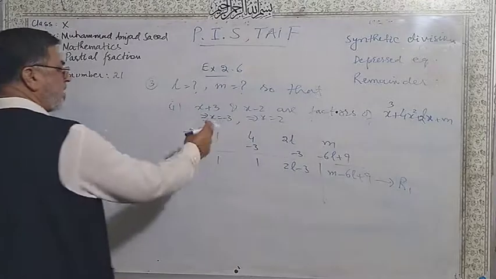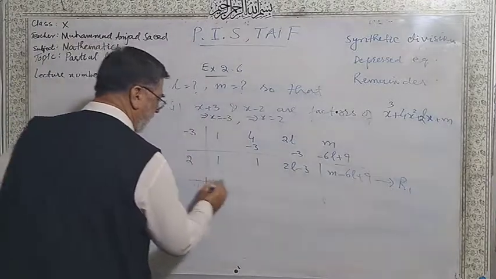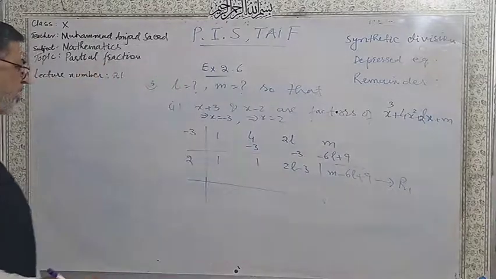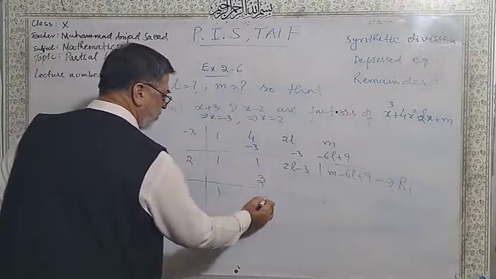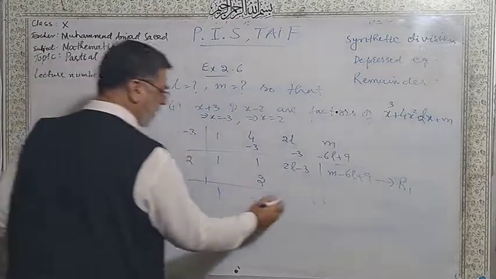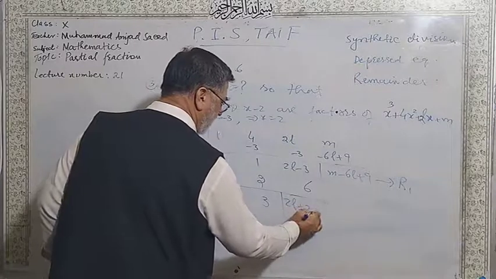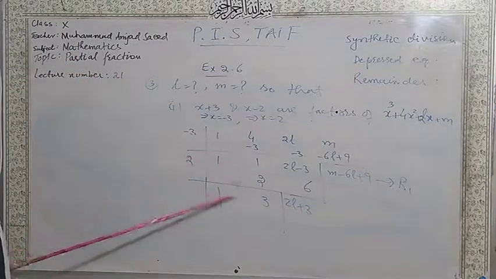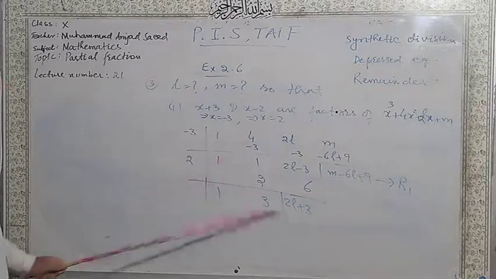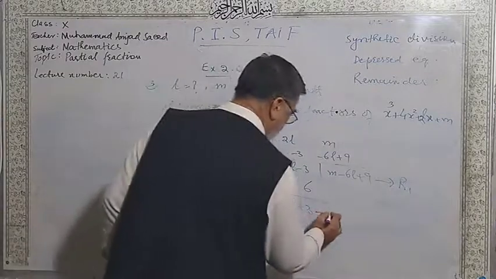Here again, x was minus 3; here you will take 2. Now again continue with the same. Bring 1 down as it is, 2 times 1 is 2, 2 plus 1 is 3. 2 times 3 is 6. Here 2L plus 6. 2 times 3 is 6, then 6 minus 3 is 3. This is remainder number 2.